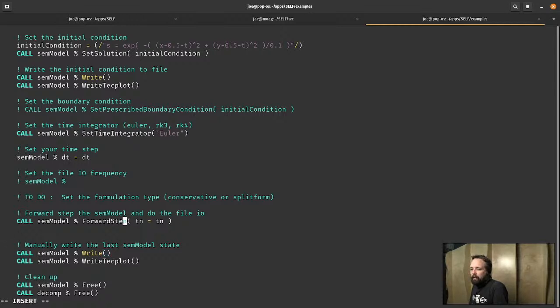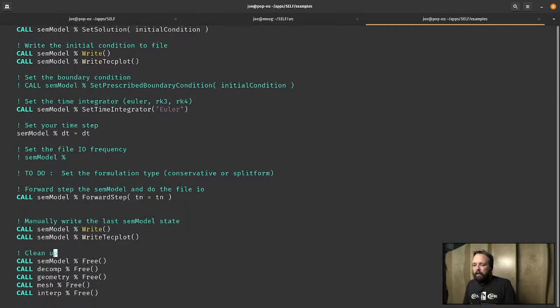You tell it, okay, I've got my initial time at t, and I tell it what I want to go up to, which is this tn value, and then you can write your file IO. I'll be adding some stuff, so if you want to integrate from 0 to 100 seconds and then output every 10 seconds in between, I'll be adding some stuff there to take care of that. But that's how it all comes together.